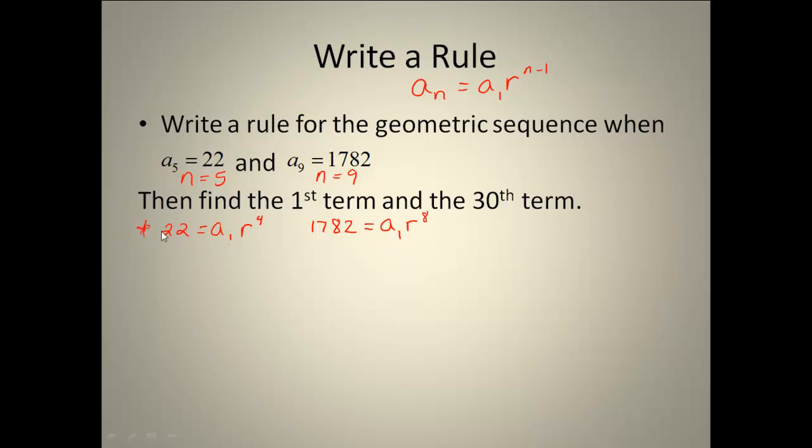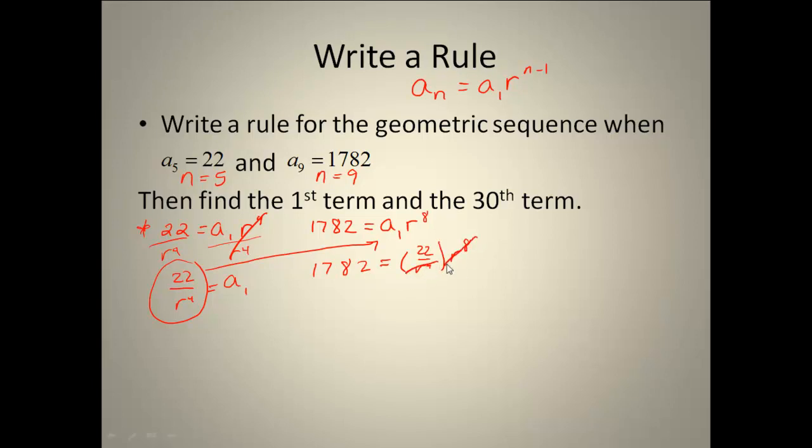So I'm going to solve my first equation here for a sub 1. So divide both sides by r to the 4th. That cancels out to be a 1. So I have 22 over r to the 4th is equal to a sub 1. I'm going to plug this value into my other equation. I'm substituting it in there. That way I'll be able to solve for my r. So I'm going to replace that a sub 1 with 22 over r to the 4th. And now I'm going to simplify.